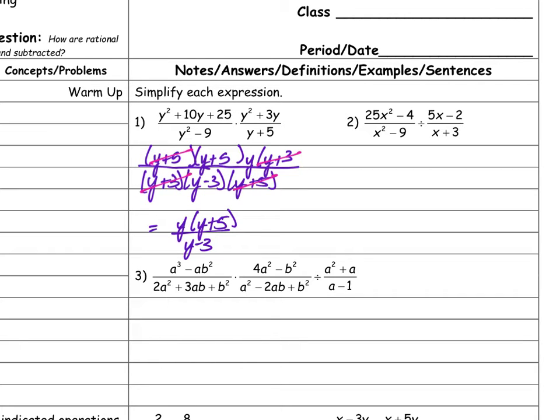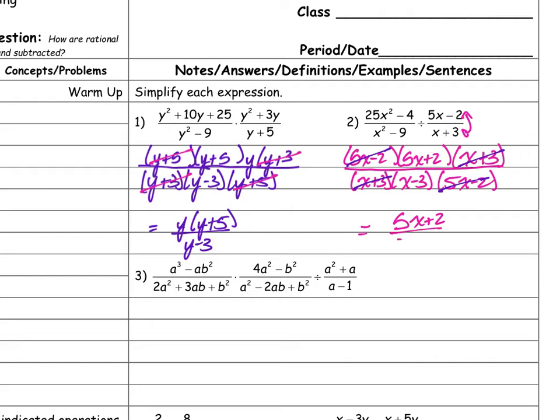Okay? And then the next one, I'm going to factor again. And for the first one, I get 5x minus 2 and 5x plus 2. And then this is division, so I'm going to flip this one. So this is x plus 3, and then x plus 3 and x minus 3 and 5x minus 2. Make some ones. I got 5x minus 2 and 5x minus 2, x plus 3 and x plus 3. So 5x plus 2 divided by x minus 3.